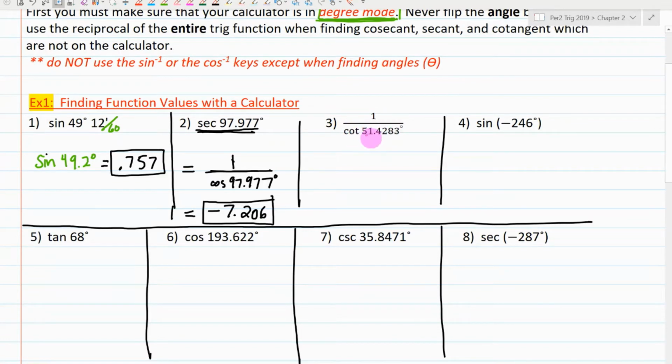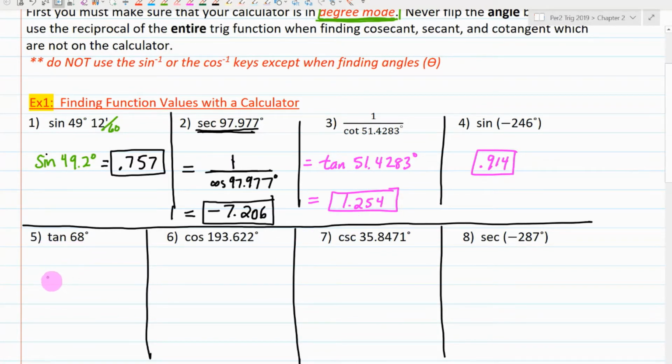Okay, since we can't put cotangent in our calculator, the reciprocal of 1 over cotangent is tangent of 51.4283, and that is 1.254. Sine of negative 246, just put it in exactly like that. You might have to use parentheses, you might not, depending on your calculator. For most calculators, I don't think you'll have to use parentheses to do that. You should have 0.914.